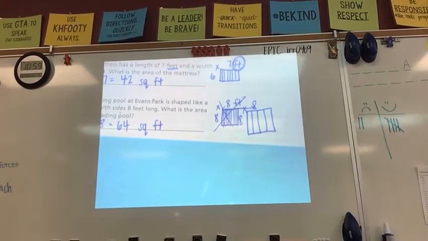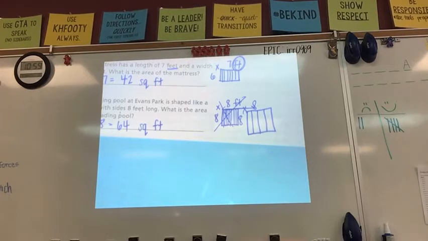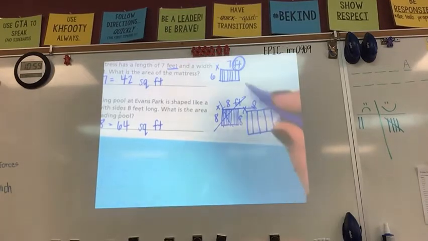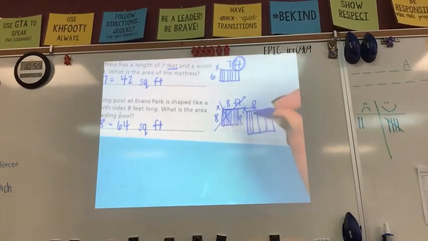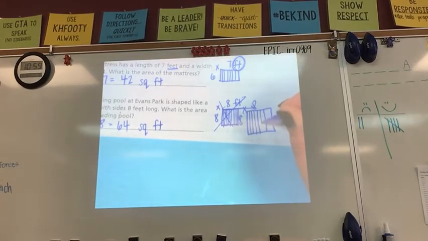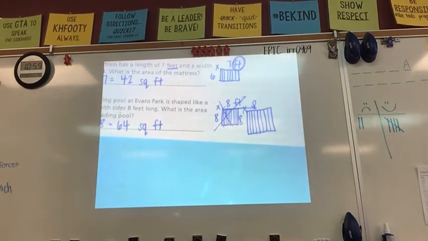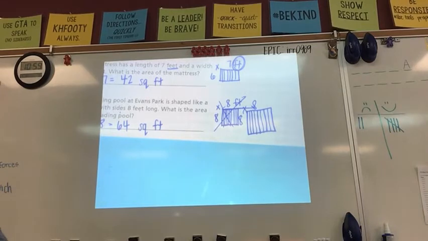Now I've got 4. Is 4 how many I need? No. How many do I need? 8. So I'm going to chop each of these in half again. Now that one became 2, 4, 6, 8. They got super tiny. But do I officially have 8 columns? Yes. Let's double check. 1, 2, 3, 4, 5, 6, 7, 8.